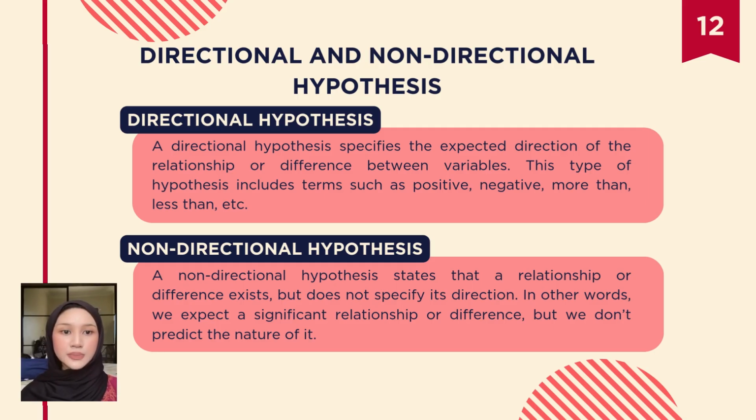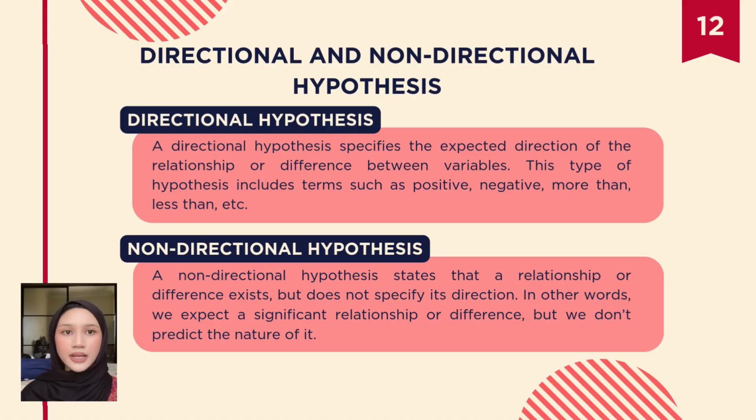On this slide, I'll be explaining the difference between directional and non-directional hypotheses. A directional hypothesis specifies the expected direction of the relationship or difference between variables. This means that when we state a directional hypothesis, we are predicting not just that a relationship exists, but also how it will occur. For example, we might say that increased study time leads to higher exam scores, which indicates a positive relationship. Directional hypotheses use terms like positive, negative, more than, or less than.